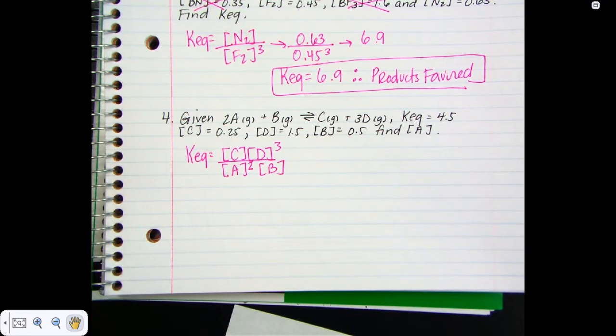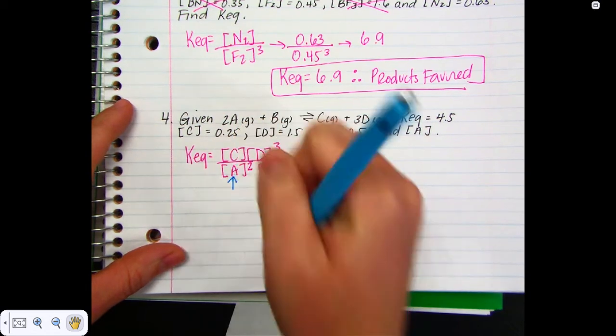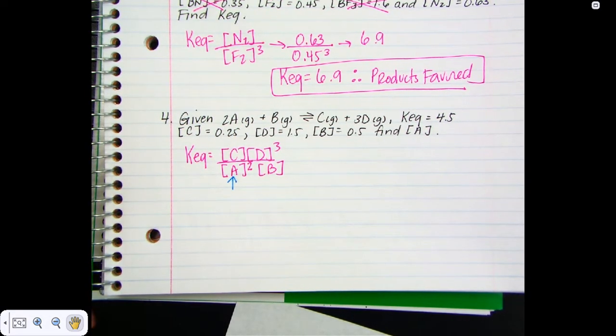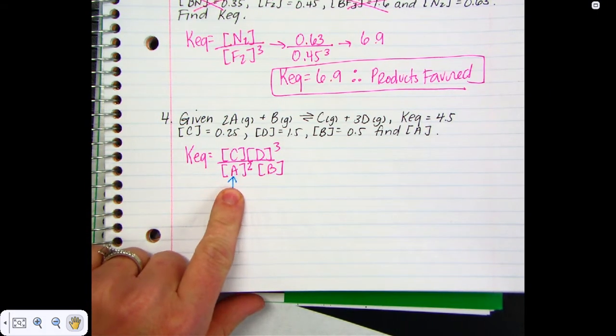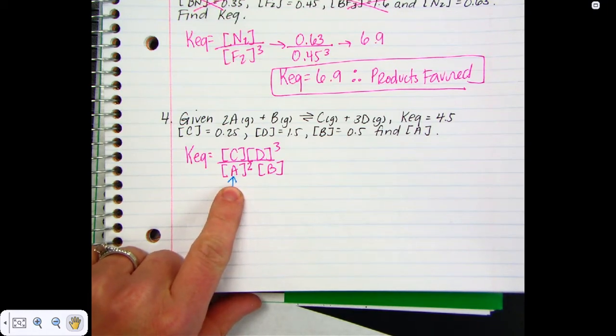Now, it wants me to find A, which means, right, I need to isolate A. I need to get A by itself. I need to get A off the bottom of a fraction because no one wants to solve for the inverse of anything, right?